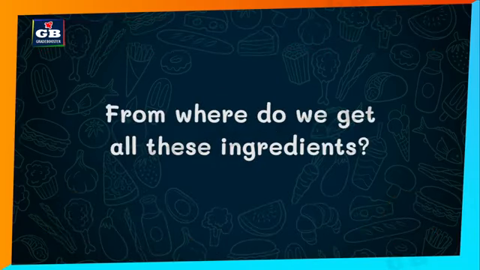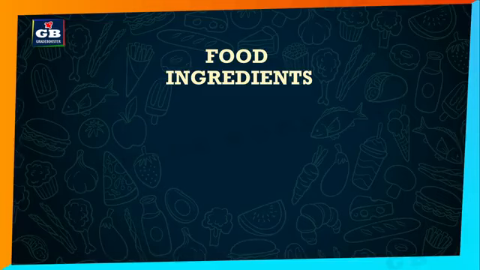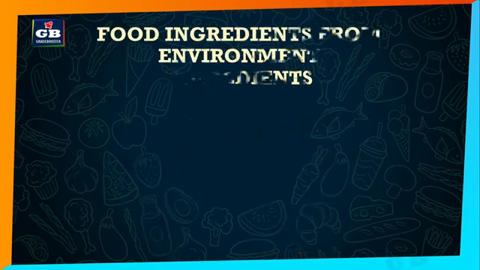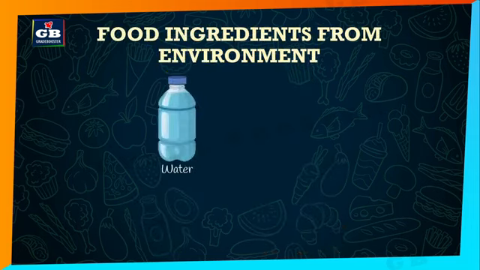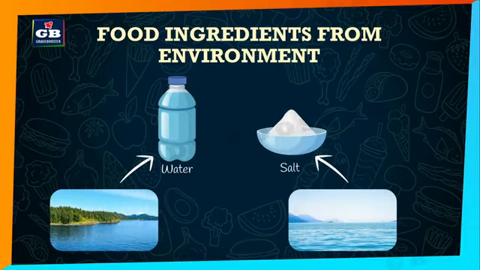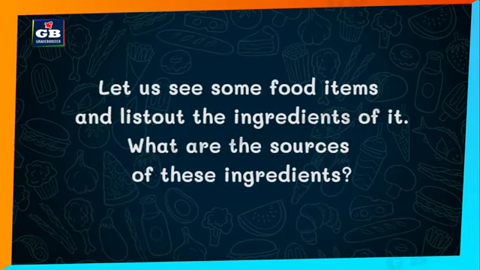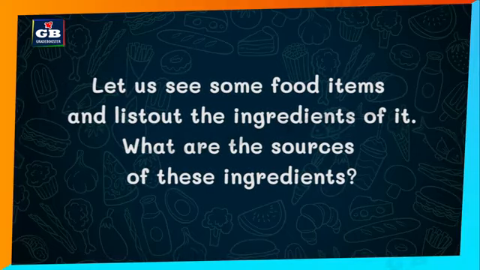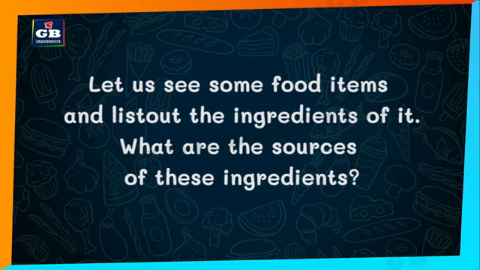But here comes a question, from where do we get all these ingredients? We get these ingredients either from plants or from animals. Some ingredients we may get from our environment also. So, plants and animals are the sources of our food ingredients. Some ingredients like water and salt do not come from either plants or animals, that we get from the environment. So now, let us see some food items and try to list out the ingredients of it, and let us find out what are the sources of these ingredients.